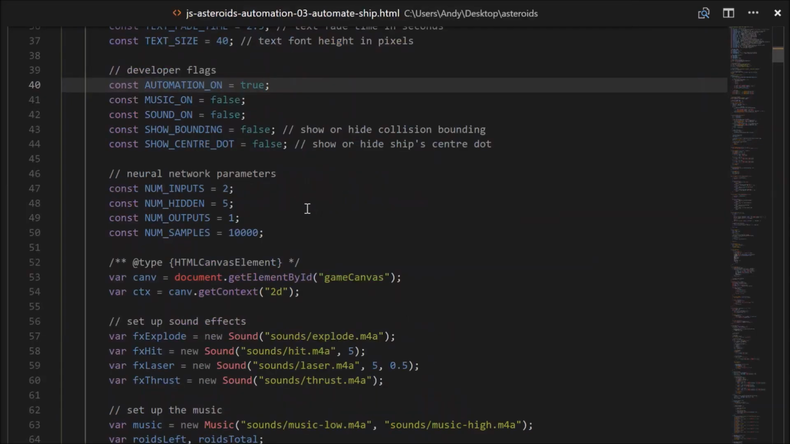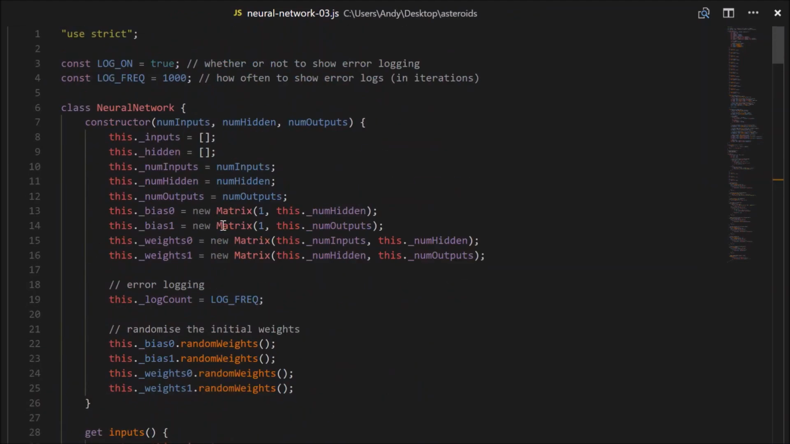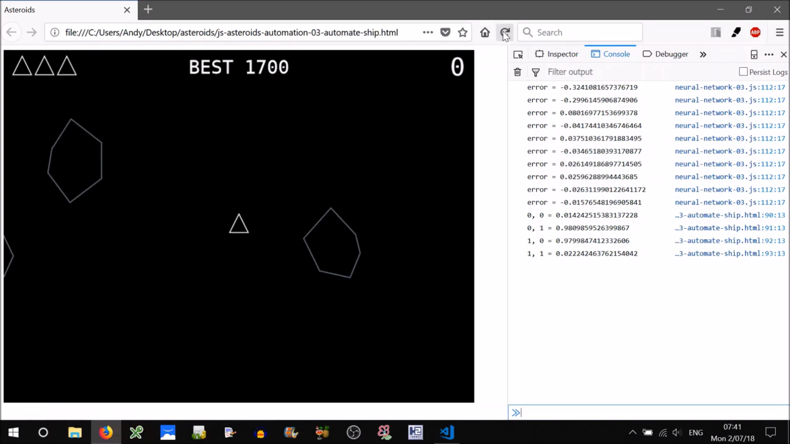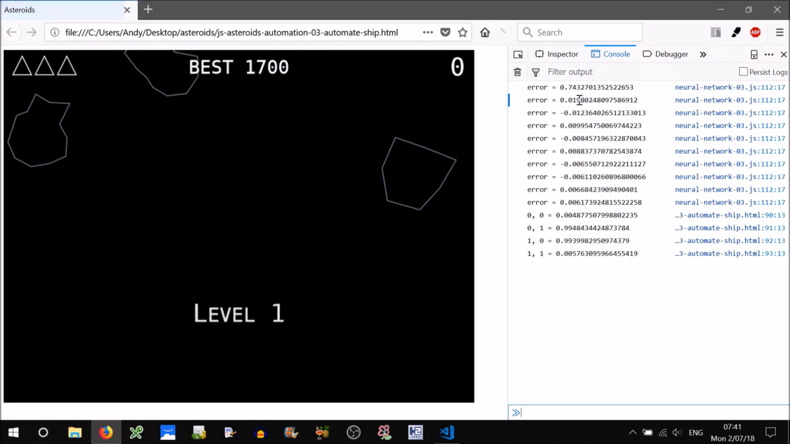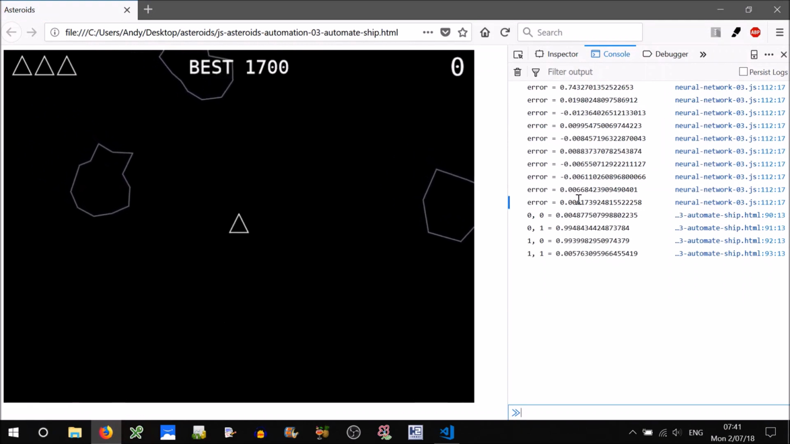So go back to our other file, our HTML file. We'll increase the number of samples to, say, 100,000. And we'll increase the number of hidden nodes to 10. But because we're doing 100,000 samples now, how about we change our log frequency to, say, 10,000? We don't want it showing so often. Let's give that a go. 0.74, 0.01. As you can see, very quickly the error is reduced with the XOR gate logic. So that's good. Our logging is working.